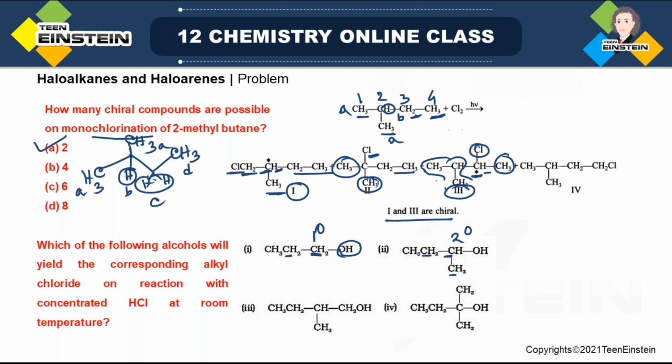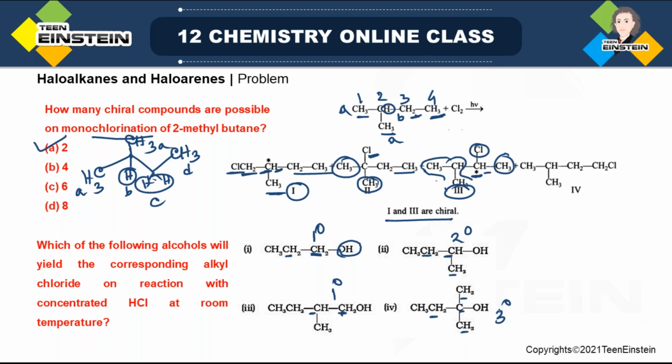Option 3, the carbon with which OH is attached is attached to only one carbon. This is also 1 degree. But the last one, the carbon with which OH is attached is attached to 3 more carbons. So this is 3 degree.